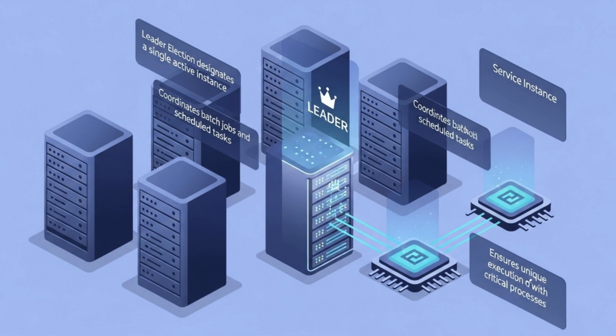Only the designated leader performs the critical tasks, while other instances remain as passive standbys, ready to take over if the leader fails. This pattern is vital for coordinating batch jobs and scheduled tasks. For example, Spotify uses leader election to coordinate massive playlist generation jobs across its global data centers, ensuring that each part of the process is handled uniquely and efficiently. It ensures unique execution of critical processes, preventing duplicate work and maintaining system integrity.